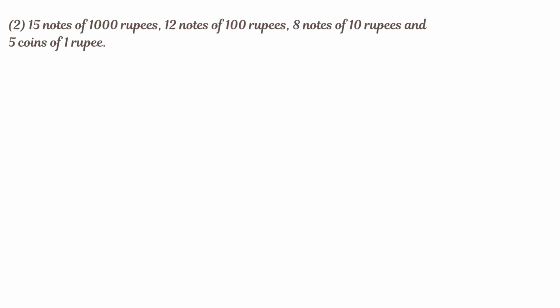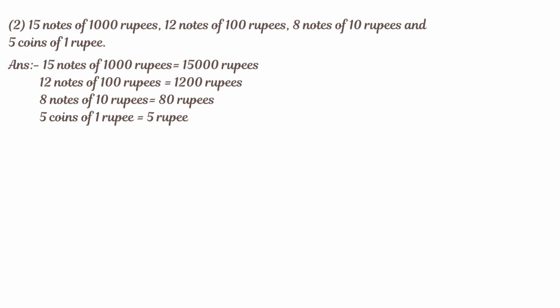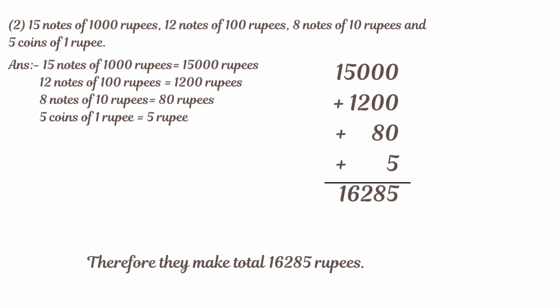215 notes of 1000 rupees, 12 notes of 100 rupees, 8 notes of 10 rupees and 5 coins of 1 rupee. So in this question there are 15 notes of 1000 rupees which is equal to 15,000. 12 notes of 100 rupees which is equal to 1200. 8 notes of 10 rupees which is equal to 80. And 5 coins of 1 rupee which is equal to 5. Let's add these together. So they make altogether 16,285 rupees.